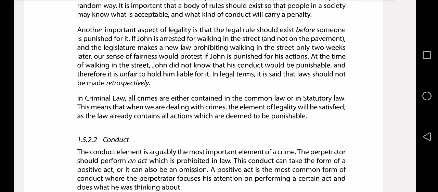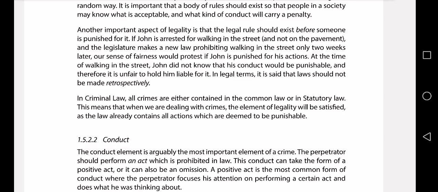Another important aspect of legality is that the legal rules should exist before someone is punished for breaking them. If John is arrested for walking in the street and not on the pavement, and the legislature makes a new law prohibiting walking on the street only 2 weeks later, our sense of fairness would protest if John is punished for this action. At the time of walking in the street, John did not know that his conduct would be punishable, and therefore it is unfair to hold him liable for it.